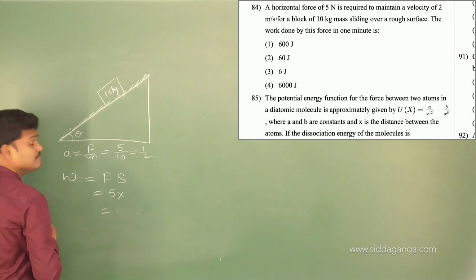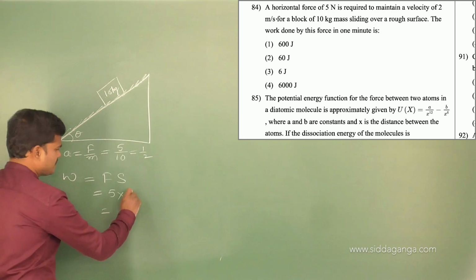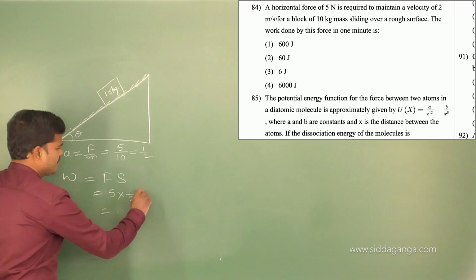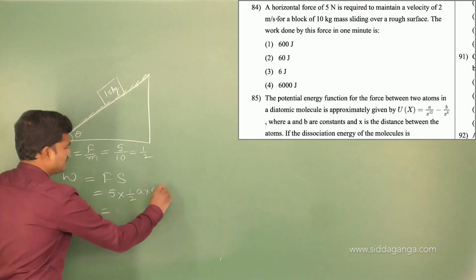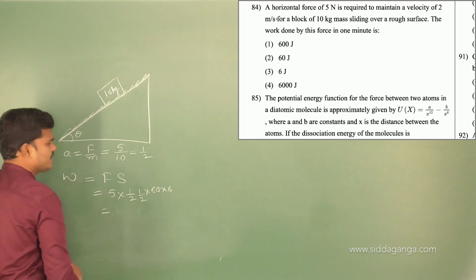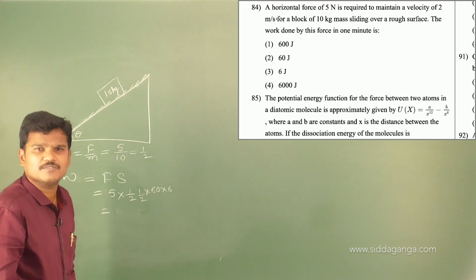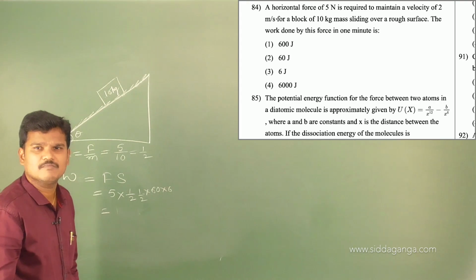F is 5. S is nothing but half a t square, if we suppose, 60 into 60, so half. So again you are not getting 600 joules. So some value is missing in this problem.